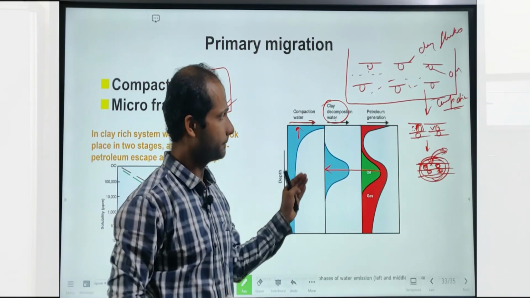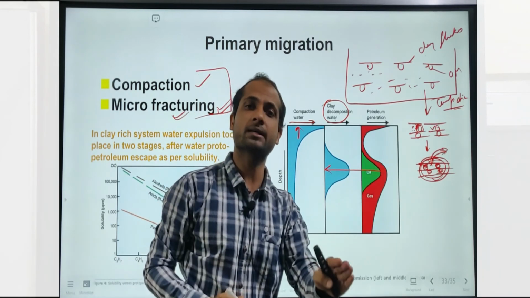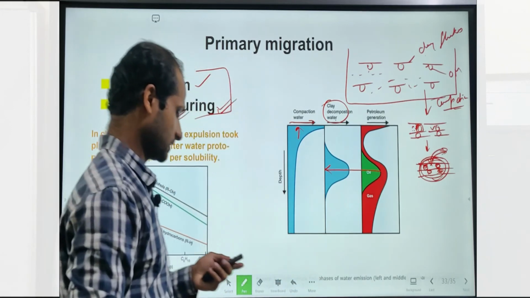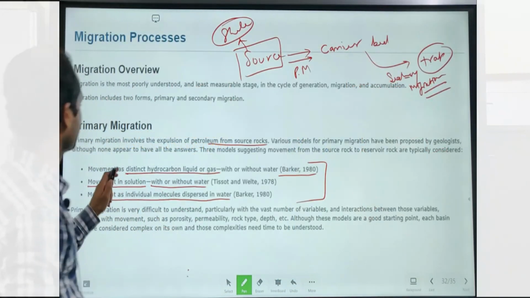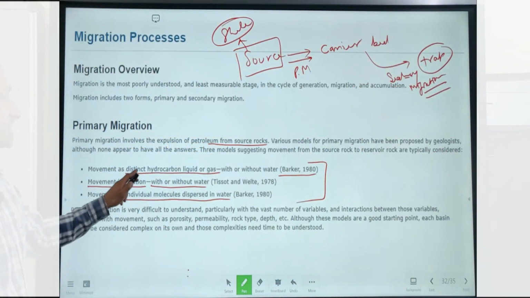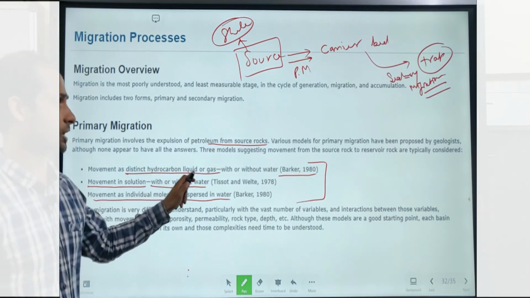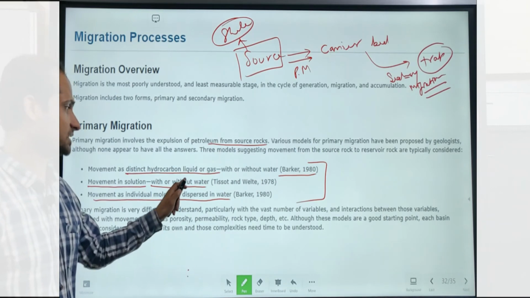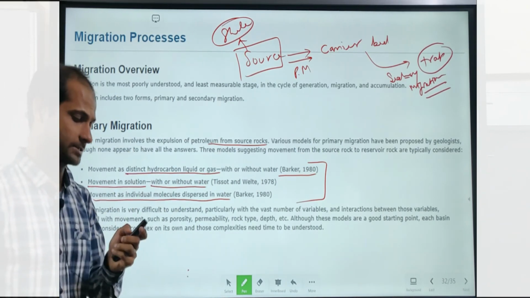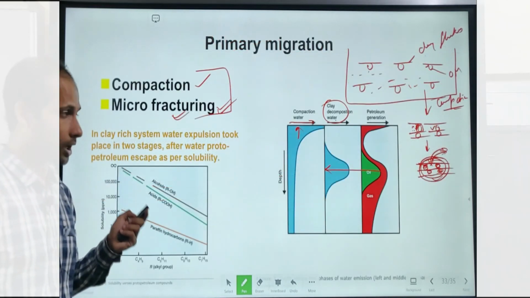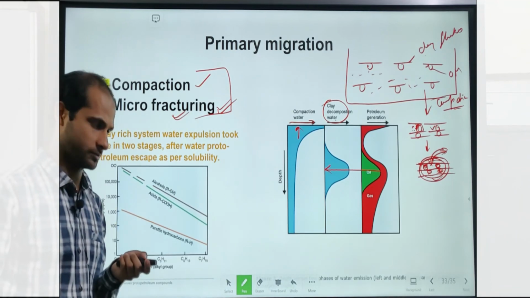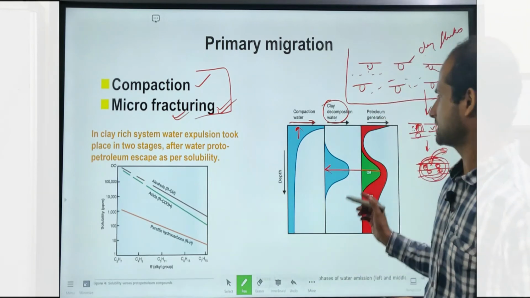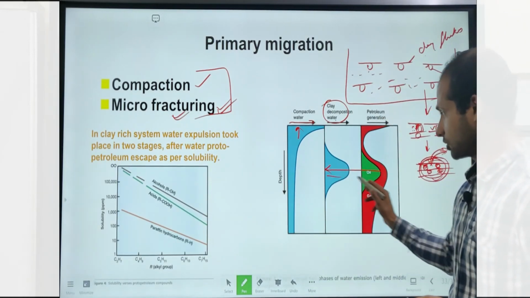Okay, and during the course of migration they are separated from the hydrocarbon. That's why these three theories were proposed: movement of distinct hydrocarbon liquid with or without water. Each of these theories says that movement takes place either with water or without water. Usually it has been accepted that the initial primary migration is along with the water.